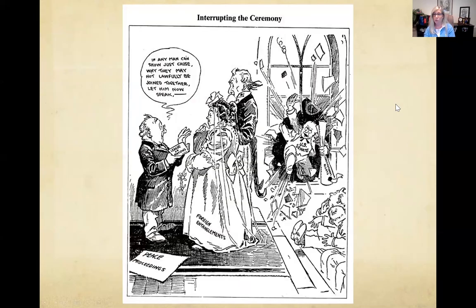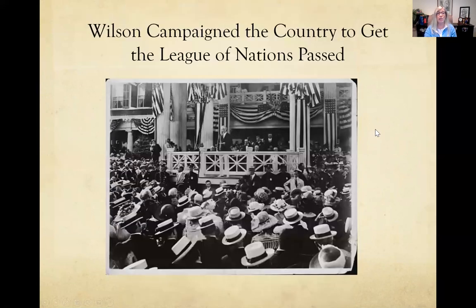And then, of course, you've got people who would have supported the League of Nations. So look at this cartoon, interrupting the ceremony. We've got the League of Nations and we've got foreign entanglements. And then here would be Uncle Sam joining in with these foreign entanglements. And if any man can show just cause why they may not lawfully be joined together, let him now speak, like they're at a wedding of some sort. And here comes the United States Senate crashing through with their reservations and these irreconcilables, saying this is a terrible idea for the United States.